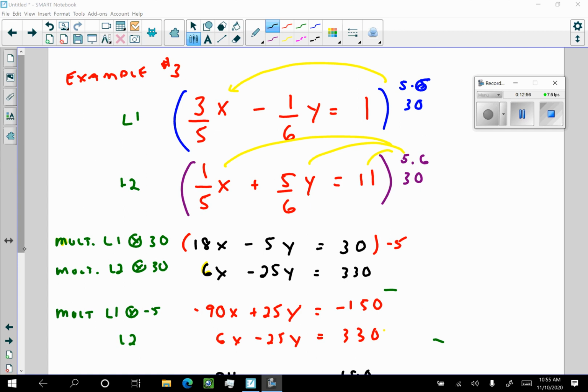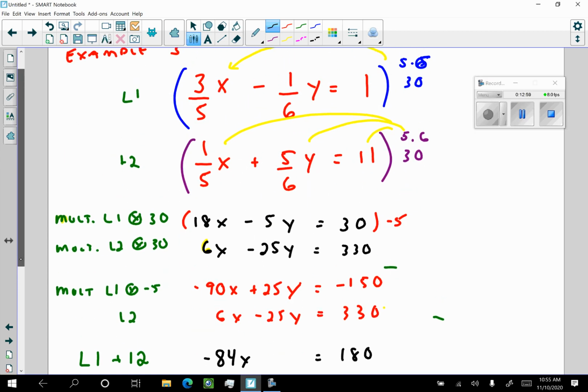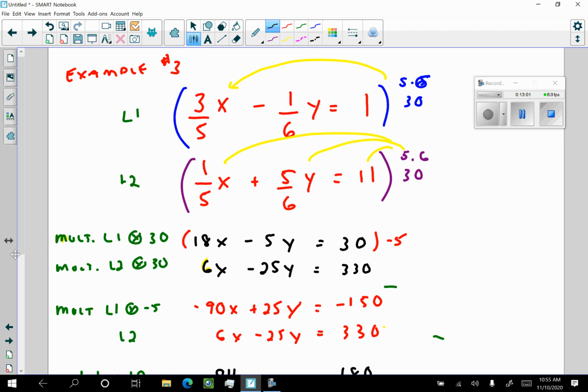Okay, to continue with this here. Yes, I see a little bit of an error here. Hopefully you have seen that. When I multiply L2 by 30, 30 times 1/5 is 6x. 30 times 5, 6 isn't negative 25y, folks. That's positive 25. So that caused a lot of error. And so I don't want to multiply L1 by negative 5. I want to multiply L1 by positive 5. And so that's going to change a lot of things here, and it's going to change some numbers. So I want to multiply that by positive 5.